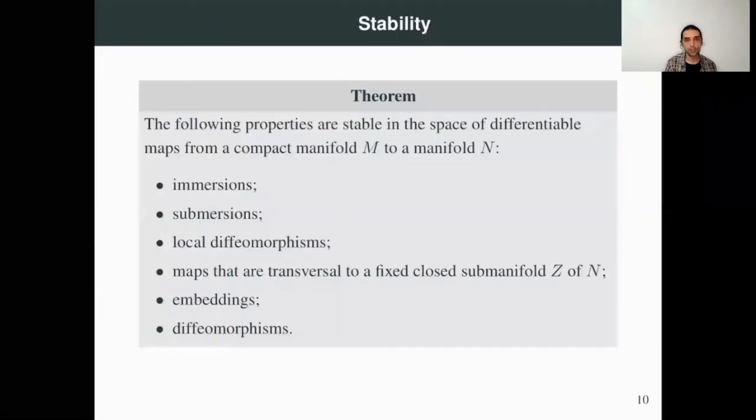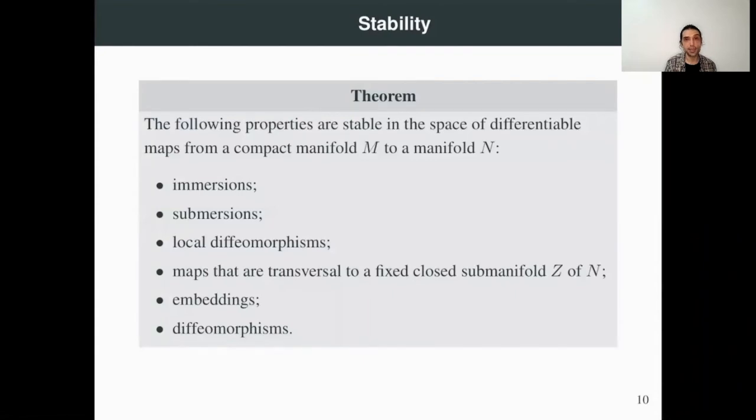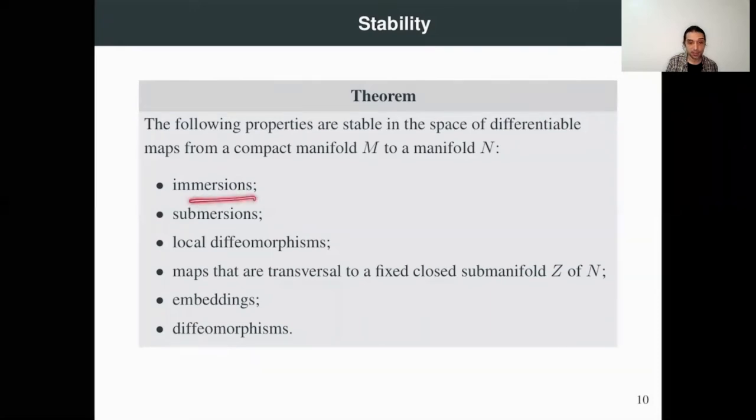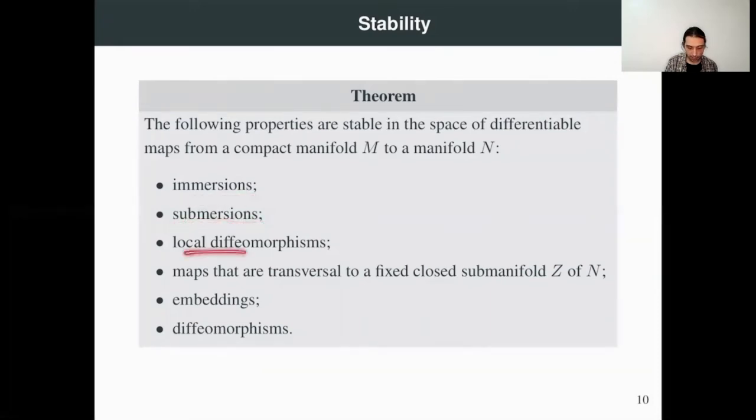We are going to show the next theorem that says that the following properties are stable in the space of differentiable maps from a compact manifold M to a manifold N. The manifold N is not necessarily compact. And these stable properties are being an immersion, being a submersion, being a local diffeomorphism, being a map that is transversal to a fixed closed submanifold of N, being an embedding, and finally being a diffeomorphism. Okay.